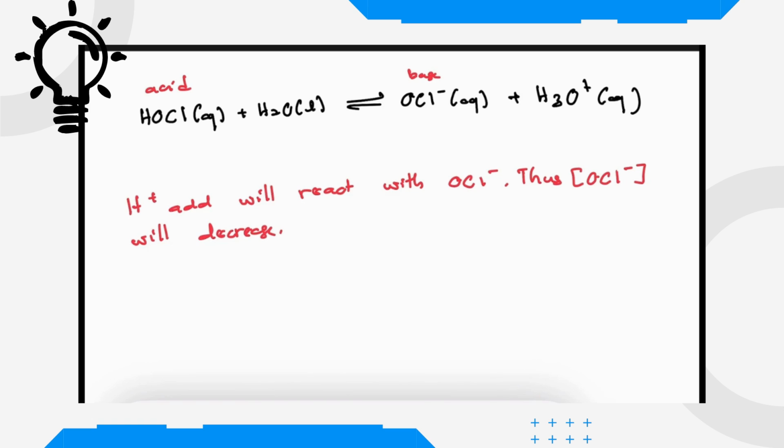So how to balance the equilibrium system? Based on the Le Chatelier principle, the equilibrium system will shift to the right to maintain the concentration. So you can write a complete statement: the equilibrium system will shift to the right, so thus the pH is maintained.